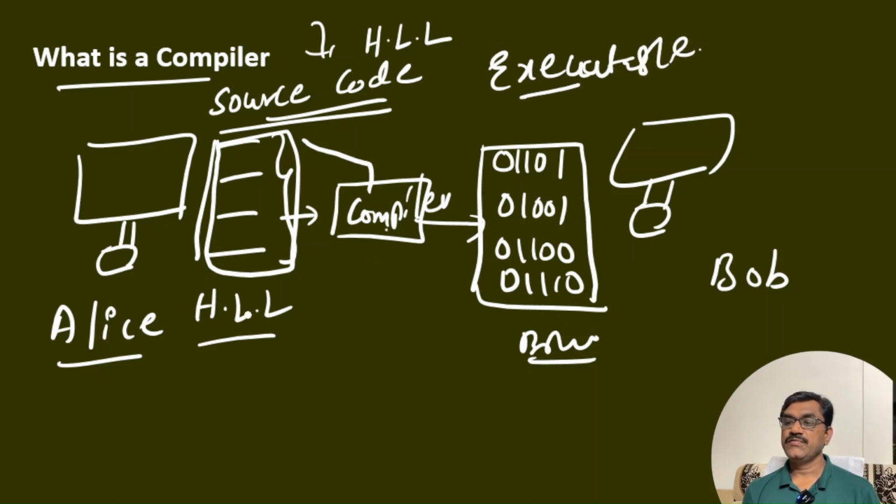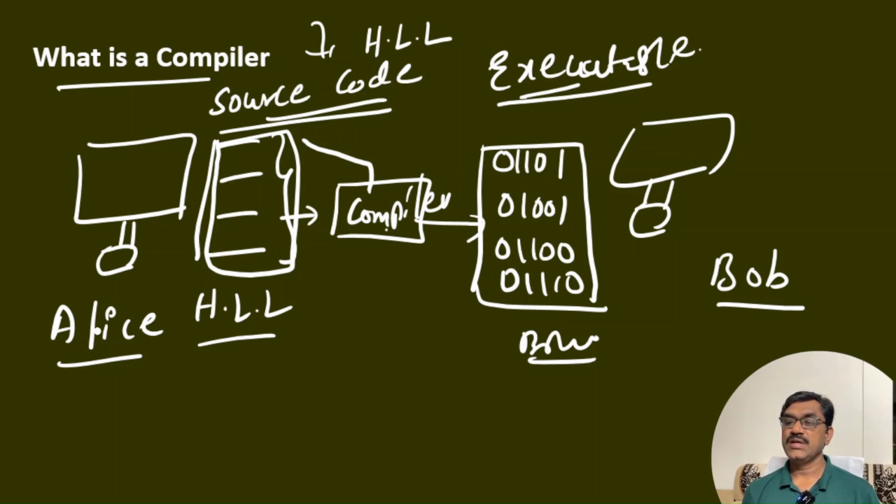Here we have converted the source code at Alice by using the compiler at Alice, and it has generated the executable code, or we can say machine code. This is the machine code or executable code generated at Alice. Now you can execute the same executable code on Alice's system, or assume that Alice does not want to execute this executable code, and Bob wants to execute it. Bob is using another system, right?